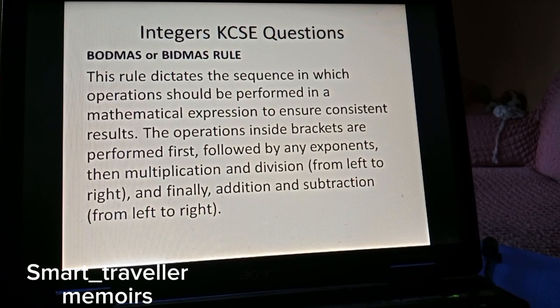So this BODMAS or BIDMAS rule dictates the sequence in which operations should be performed in a mathematical expression to ensure consistent results. The operations inside brackets are performed first, followed by any exponents or indices, then multiplication and division from left to right, and finally addition and subtraction from left to right.